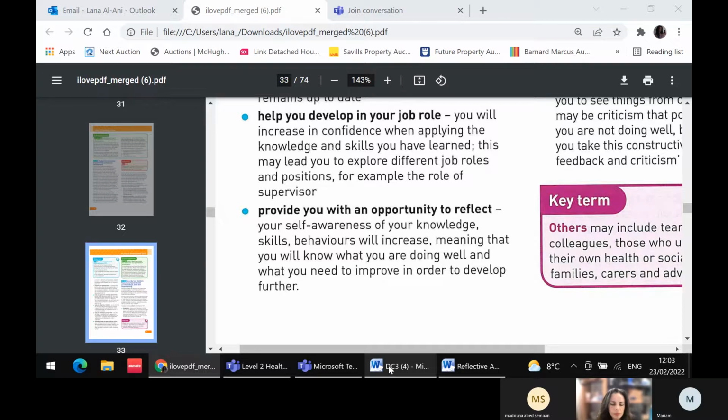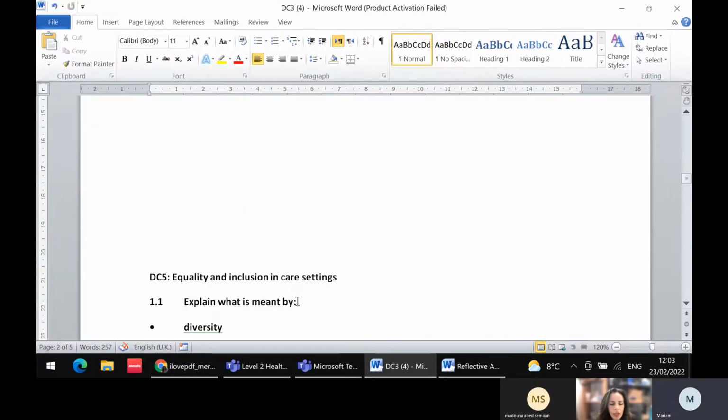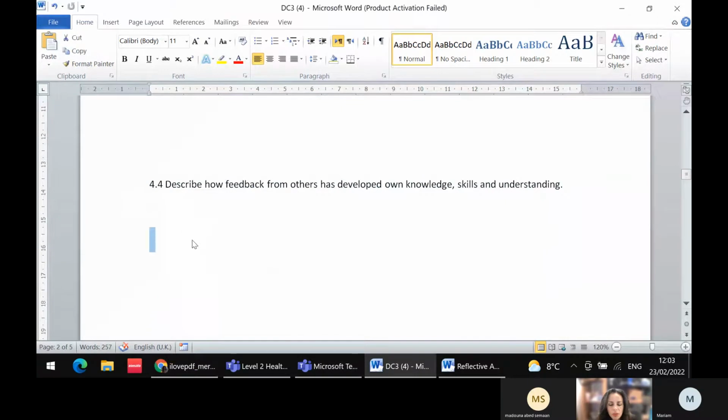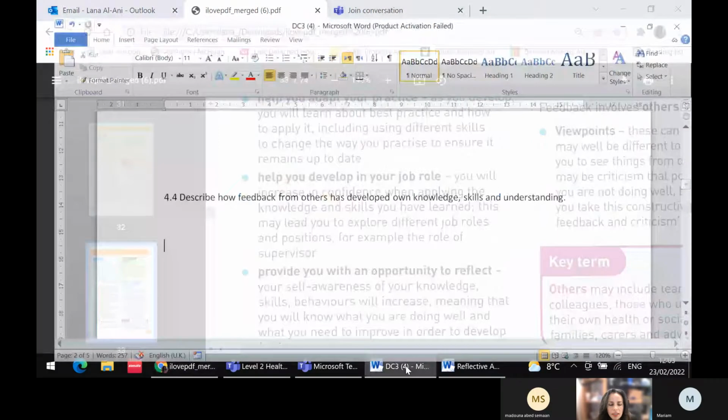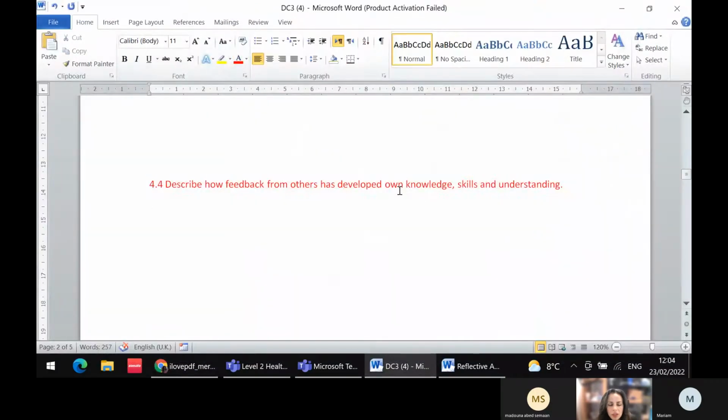Yeah. Now, the last question from this sheet before we go to the reflective account: describe how feedback from others has developed your knowledge, skills, and understanding. So this is again a reflective account, because it says here, can you think, can you see? So that's again a reflective account. So how feedback from others developed your knowledge, skills, and abilities.